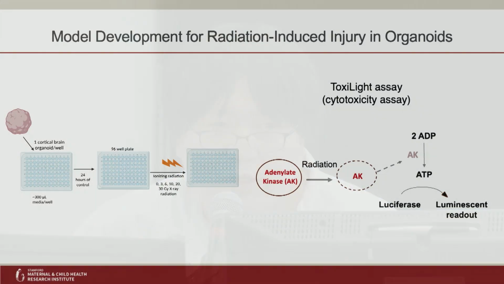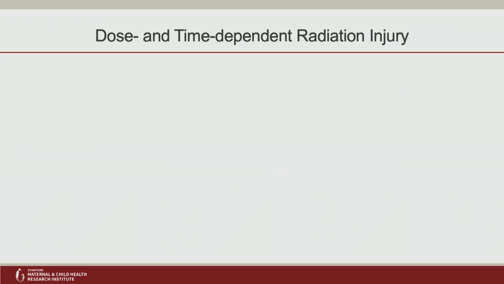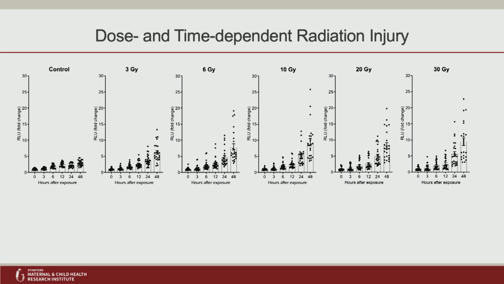To measure cellular injury, I used the ToxiLight assay. This measures the release of adenylate kinase from the cells as a sign of membrane destruction. Using this assay, I found dose- and time-dependent injury in organoids. Each graph represents one radiation dose, the y-axis shows the degree of cell injury, and the x-axis shows the time point after the radiation. As you can see, there is no major cell injury between 0 and 12 hours after radiation, but there is increasing cell death at 24 and 48 hours in all conditions.